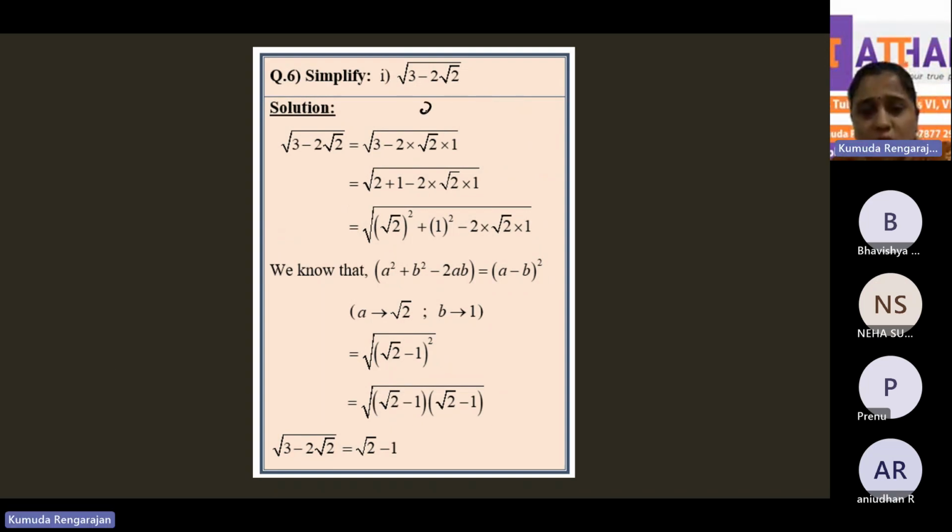We have already 2 root 2 there, which is 2 into a into b. So this is a, this is b, and it is minus 2 root 2. So it has to be a minus b the whole square, because in a plus b the whole square, you have plus 2ab. In a minus b the whole square, you have minus 2ab. Okay, so now we identified a and b. a is root 2 and b is 1.